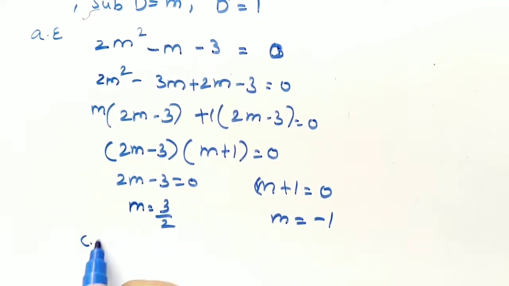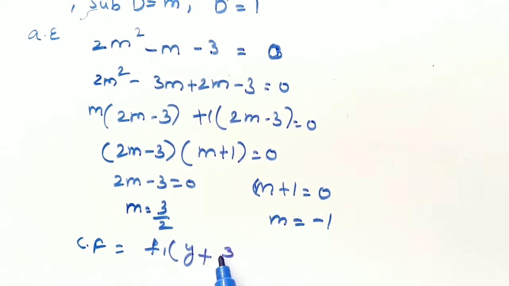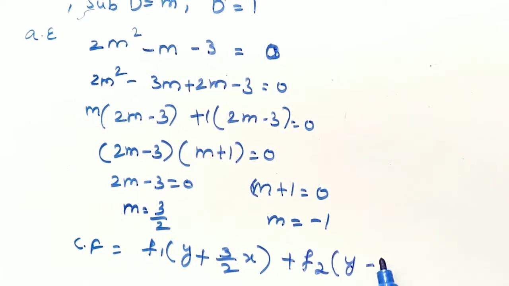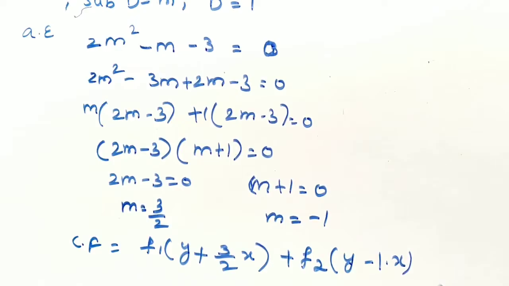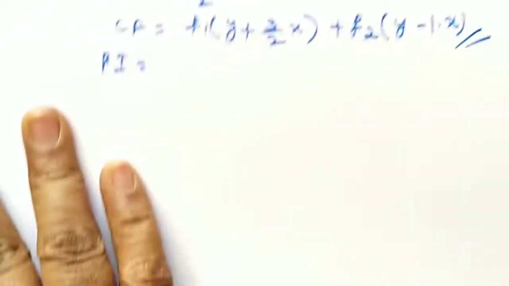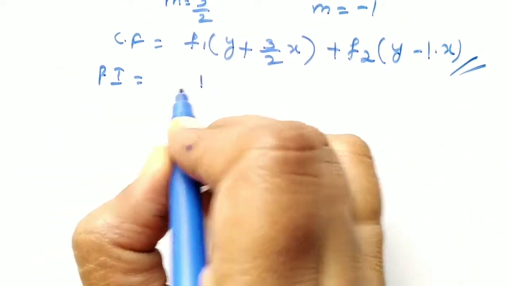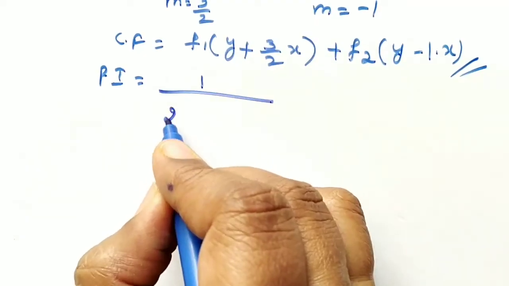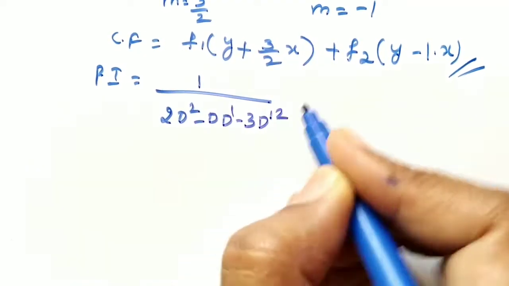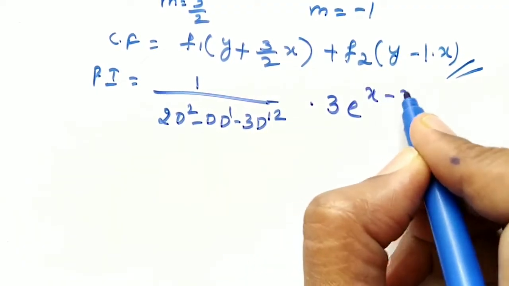Therefore the complementary function is, since the roots are different, f1 of (y plus 3 by 2 x) plus f2 of (y minus 1 into x). This is the complementary function. Now to find the particular integral, we write: particular integral is 1 divided by the left hand side operator 2D square minus DD dash minus 3D dash square, into the right hand side function 3 into e power x minus 2y.